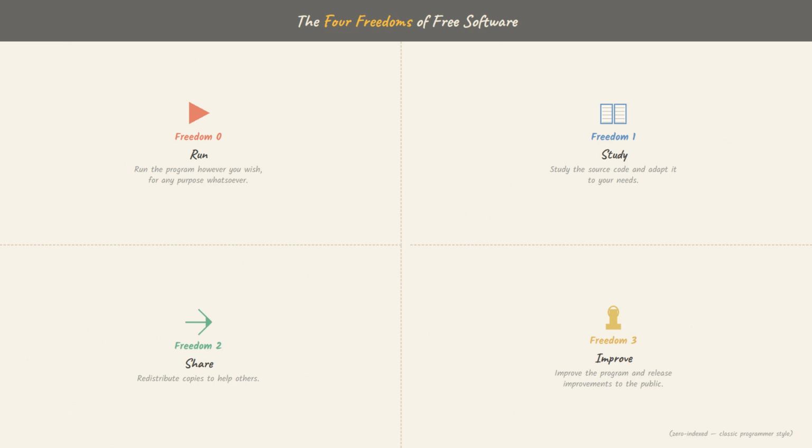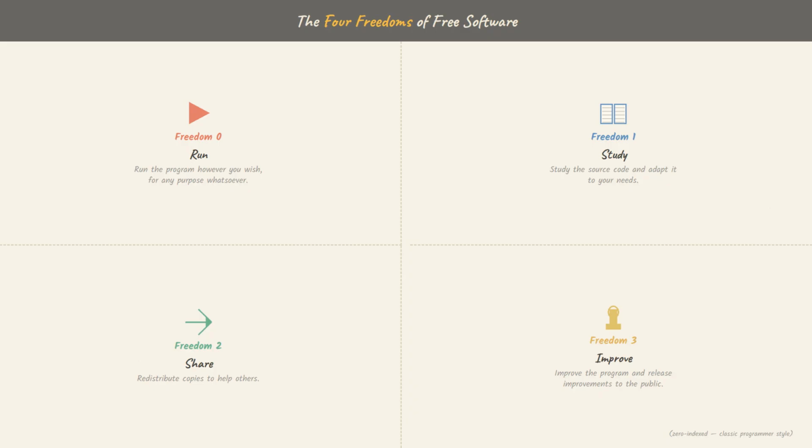Freedom 2. The freedom to redistribute copies. You can share the software with anyone, exact copies or modified ones. This is what makes sharing possible. Freedom 3. The freedom to improve the program and release your improvements to the public. This ensures that the whole community benefits from every contribution. These 4 freedoms together guarantee that you, the user, remain in control, not a corporation, not a platform.